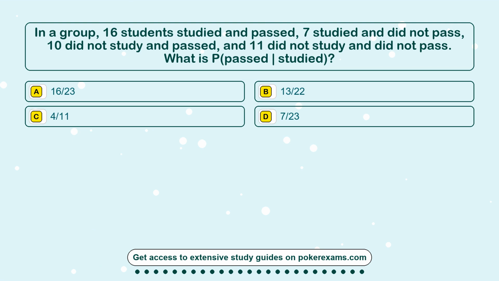Question 23. In a group, 16 students studied and passed, 7 studied and did not pass, 10 did not study and passed, and 11 did not study and did not pass. What is P(passed | studied)? Option A 16/23. Option B 13/22. Option C 4/11. Option D 7/23.